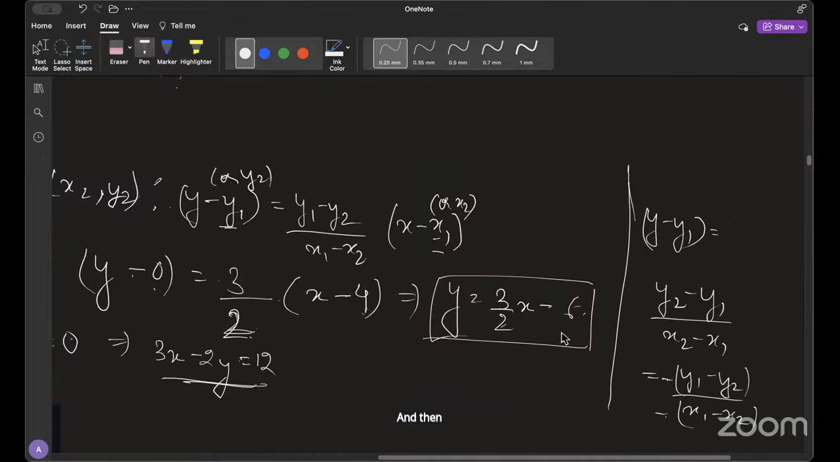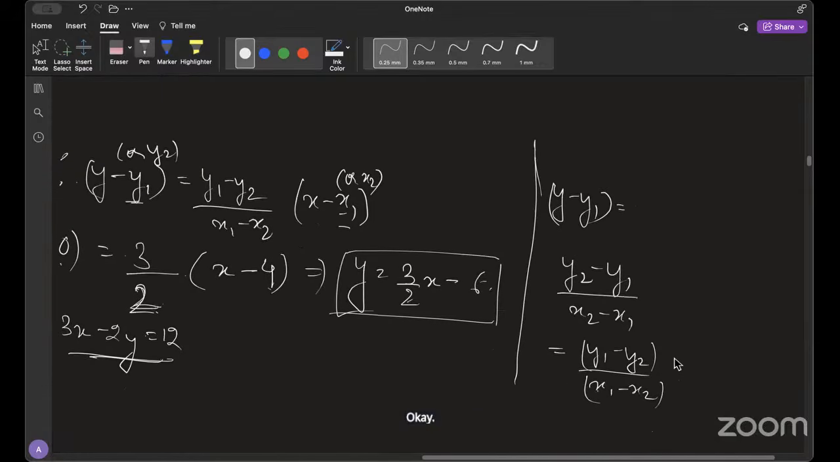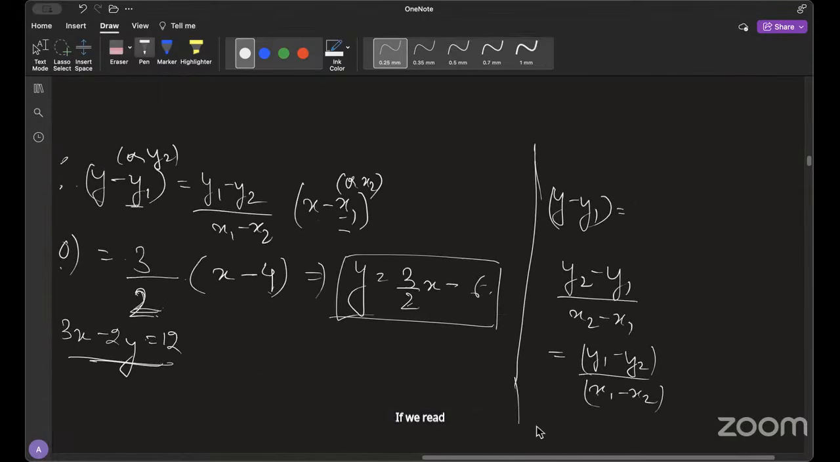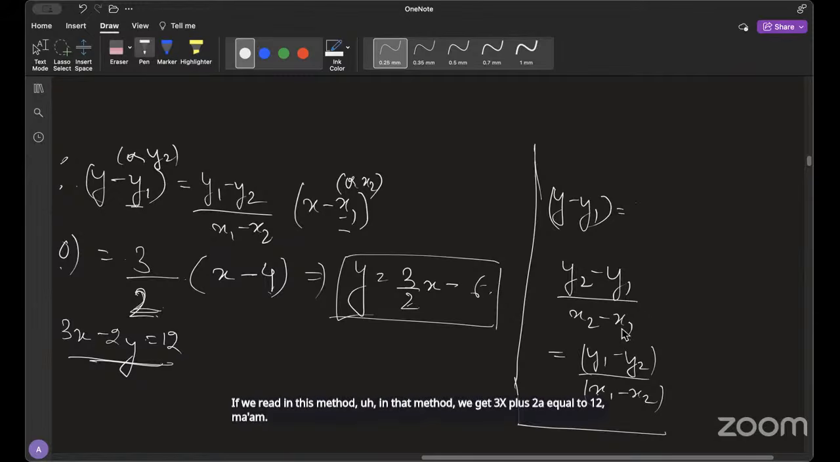And then the negative sign gets cancelled. The order doesn't matter. You can write (y2 minus y1) by (x2 minus x1) or (y1 minus y2) by (x1 minus x2). It's the same thing. If we use this method, in that method, we get 3x plus 2y equal to 12, ma'am. I solved it.